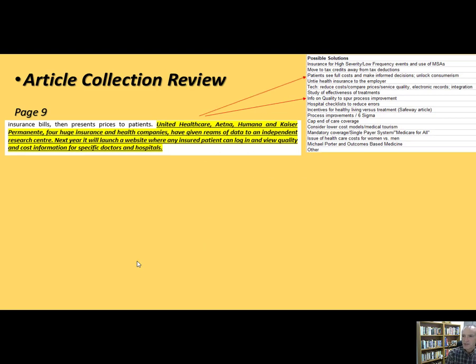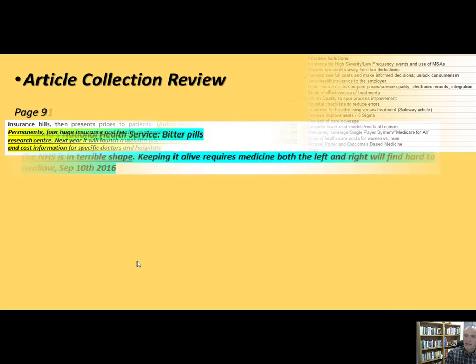And so we want patients to see the full cost and actually make informed decisions. We want to unlock consumerism. So this is one of the solutions. You can hear me say "we," but I'm saying there are a large number of people who say we've got to get the consumer back into this. We have to get patients acting in healthcare like they do when they buy anything else.